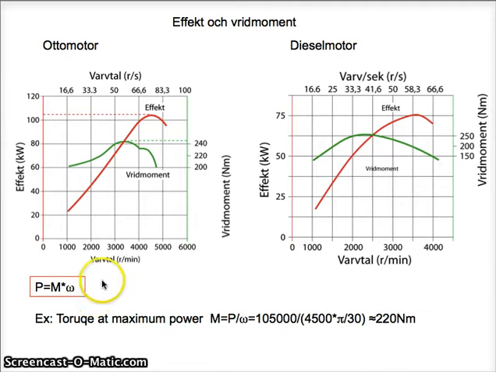Here we could have an example. In this engine, you have a maximum power of 105 kilowatts at a speed of 4,500 RPM. To calculate the torque at the maximum power could be done by this. We just take the power in watts, divided by the speed, and we calculate the angular velocity by pi times n divided by 30. And then the answer will be 220 Newton meters. And here you could see in the chart, just under the peak power, the curve is at 220 Newton meters.